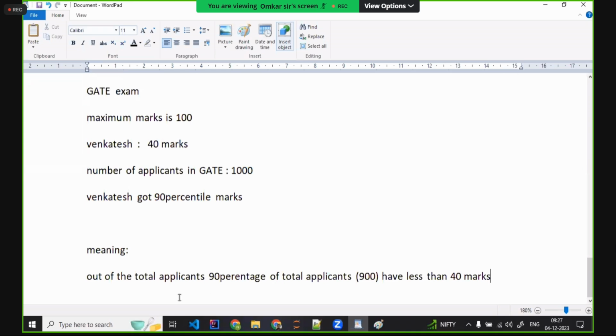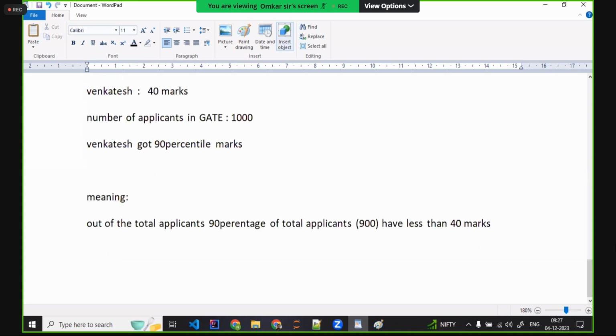So percentile is nothing but, out of the total applicants, how many are there? 1000 members. In that 1000 members, 90 percentile means 90% of total applicants, which is 900 members. So 900 have less than 40 marks. Understood? That's the meaning.